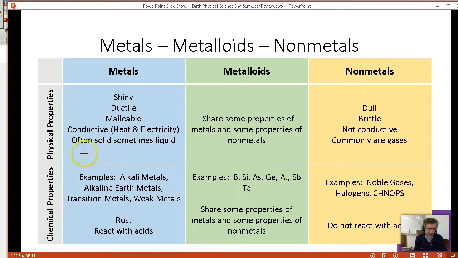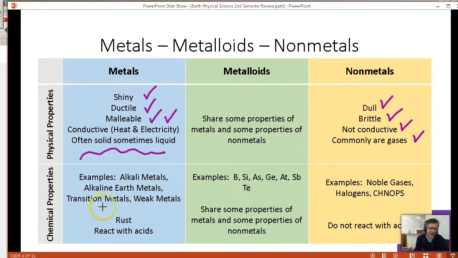We're generally going to ask you, if I give you a metal, you know that it's shiny, it's ductile, that means it can be pulled into a wire, it's malleable, and it's conductive of heat and electricity. If I give you a non-metal, you know that it's dull, it's brittle, so it breaks easily, it's not generally conductive, and a lot of times it's gases, turns out, which are all physical properties.